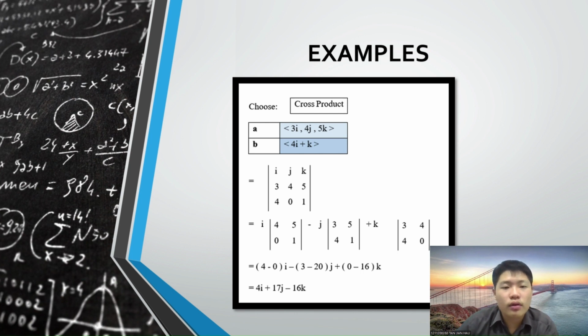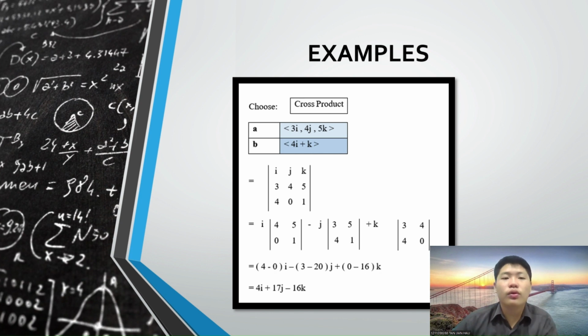For i is 4 times 1 equal to 4, 5 times 0 equal to 0. For j is 3 times 1 equal to 3, 4 times 5 equal to 20. For k is 3 times 0 equal to 0, and 4 times 4 equal to 16. After that, it will count for i, j, and k.